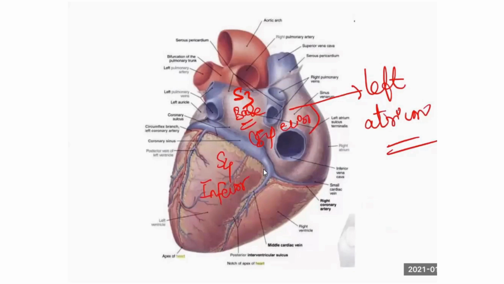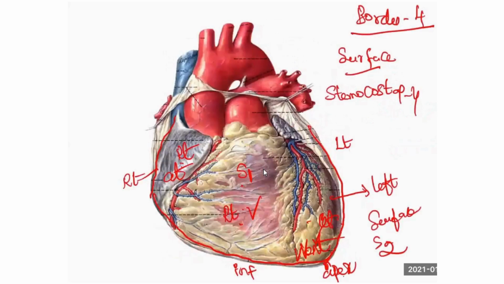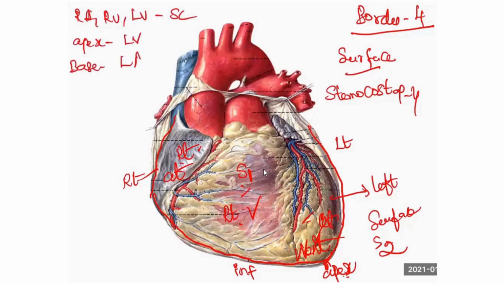This part of the heart is called as apex. Which chamber is forming the apex? Left ventricle only. Base is formed by left atrium only. Now what is this surface I said? Sternocostal surface. Anterior is otherwise called sternocostal surface, formed by right atrium, right ventricle, left ventricle. Am I right? Apex is formed by which chamber? Left ventricle. Base is formed by left atrium only.